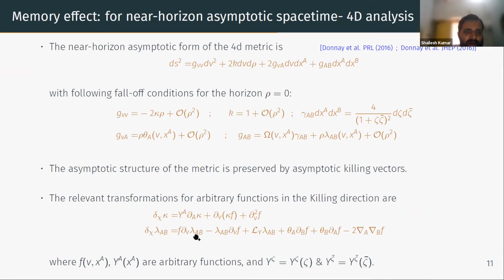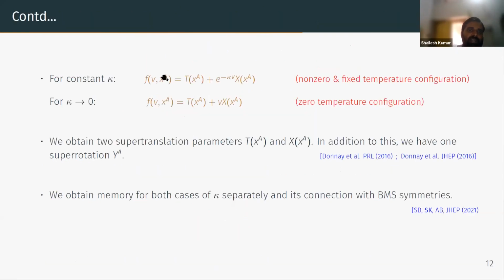The other metric parameters, of course, theta^a and omega, also have transformations along the Killing direction chi. But here we are mentioning the relevant transformations for our purpose in this talk. There are two possible scenarios: we can consider kappa to be a finite constant, or kappa tending to 0. We can of course get the solution for f. So there are two possibilities. Let us look at that.